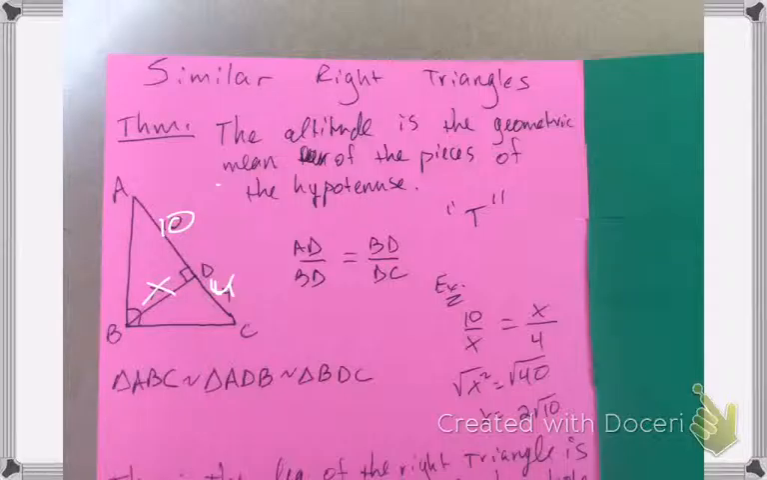Now, as you see, I've written the similarity statement here. And you really ought to try to get to that similarity statement yourself. Okay, I may cover up the next one. I'm going to do another one here in just a second and make you write the similarity statement for that one. Okay? But triangle ABC is similar to triangle ADB, which is similar to triangle BDC.